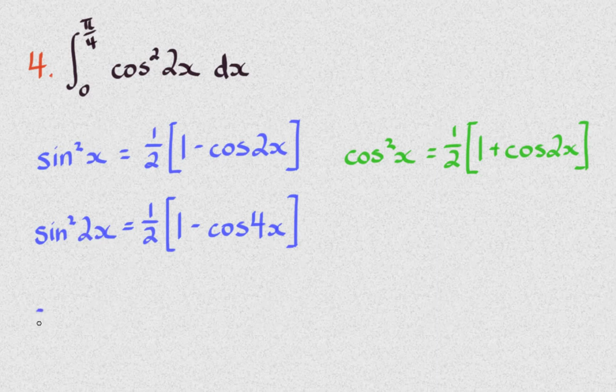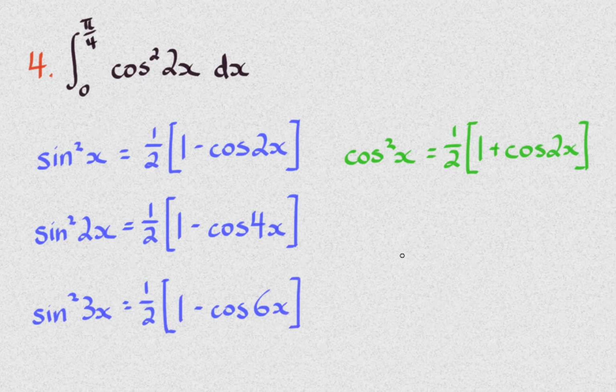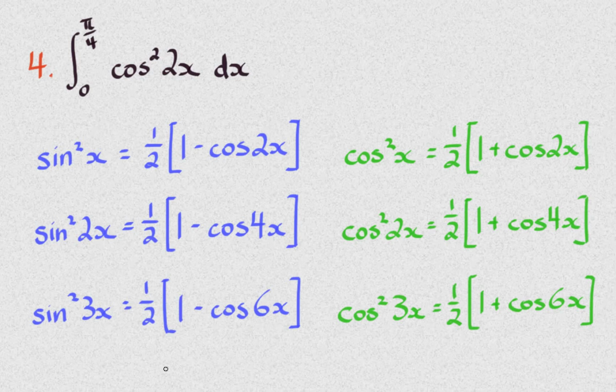And so likewise, we could go again if we had sine squared of 3x. What would that give us? 1/2 times 1 minus cos 6x. And the same for cos squared x. And so for our problem, we can replace cos squared of 2x with this expression here.